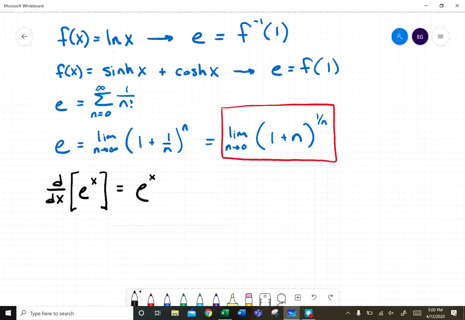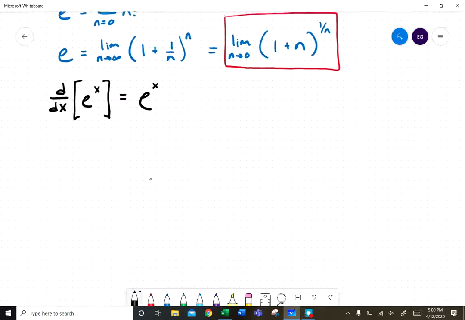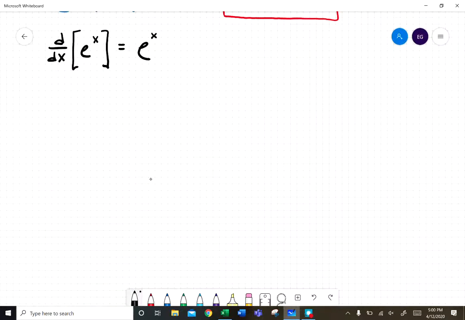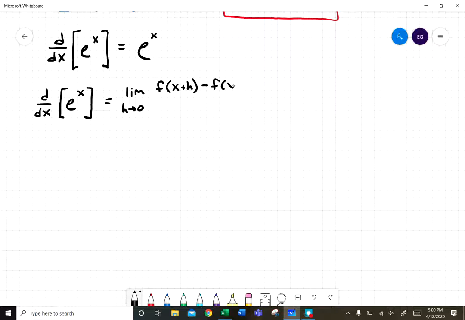So let's look at the derivative of e to the x. Well, the derivative of a function is equal to the limit as h approaches 0 of f of x plus h minus f of x, divided by h. Okay, so here's our limit definition of the derivative. So let's apply this to the function e to the x.